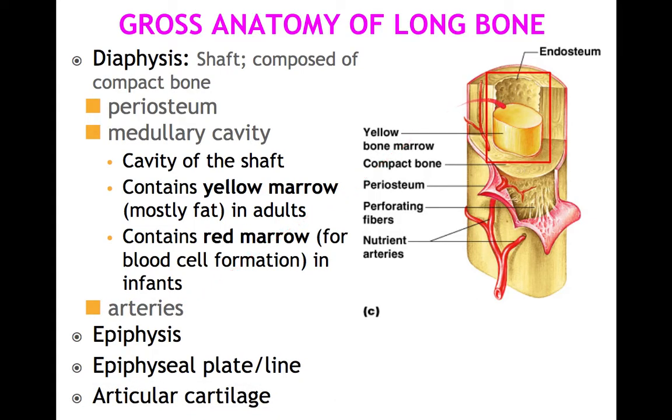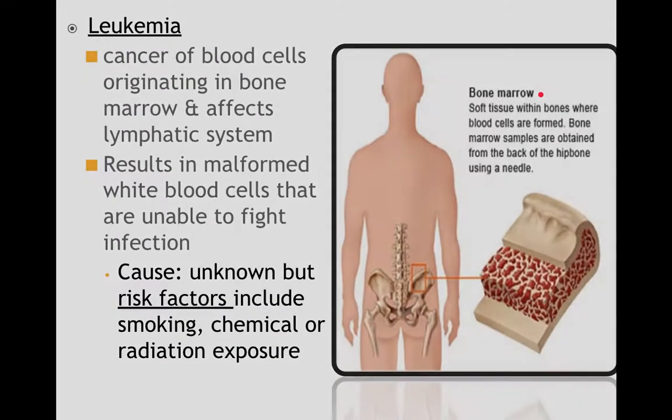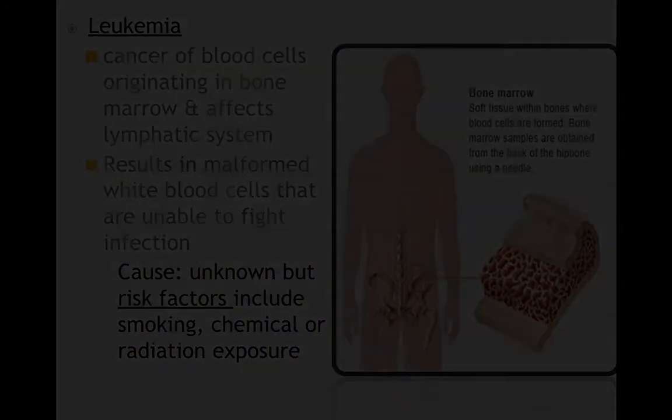While we're on the topic of bone marrow, though, you should know that if you have cancer of the cells that are in your bone marrow, then that's called leukemia. And there are different types of leukemia, but ultimately what they do is they result in malformed white blood cells that are unable to fight infection. So how do you diagnose it? Doctors would have to drill into your bone through the compact bone to get to the bone marrow so that they can take a sample and assess whether you have leukemia.